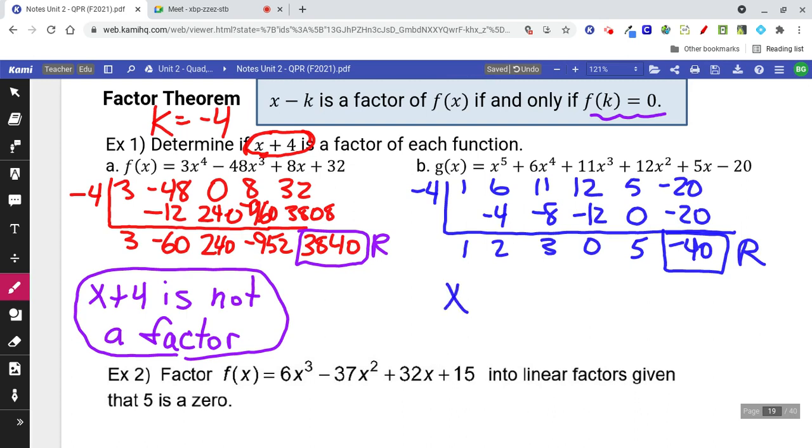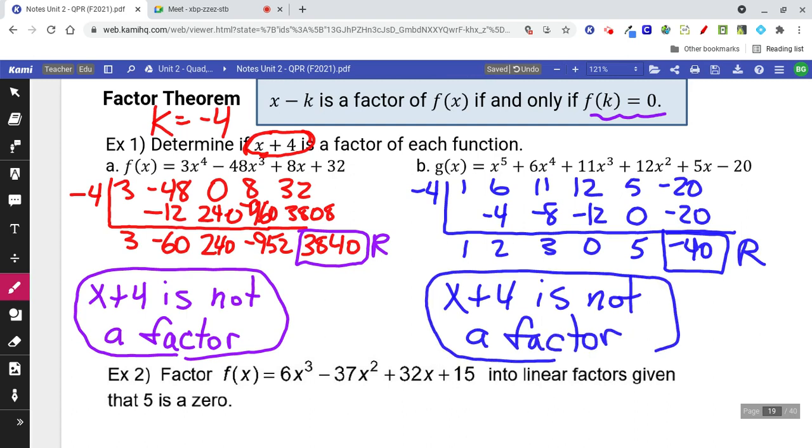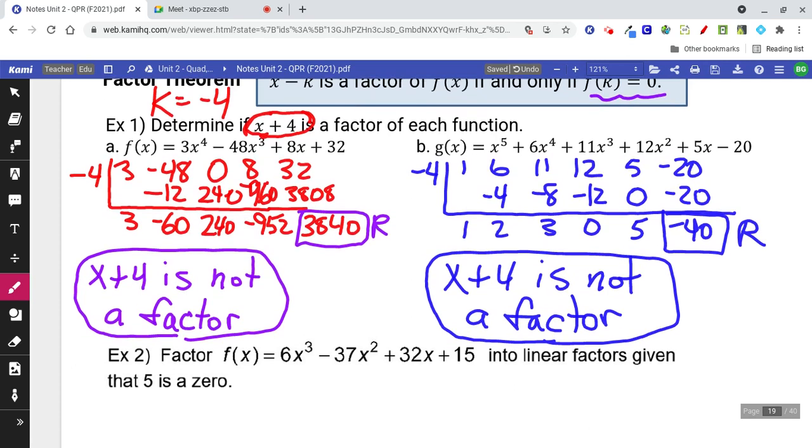That tells me that x plus 4 is not a factor. It's only going to be a factor if the remainder turns out to be 0. So that's what we're looking for. We're looking for a remainder of 0. We didn't get that. Okay. By the way, who can tell me what g of negative 4 is?